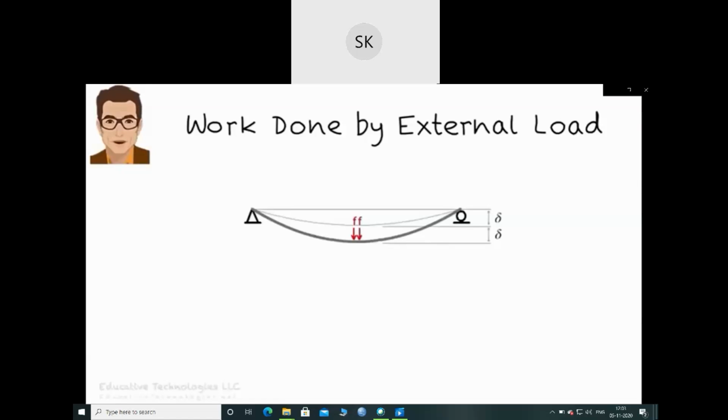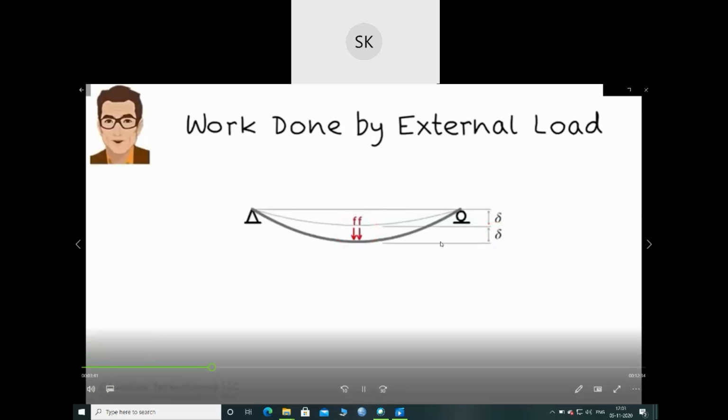To figure out the answer, we need to ask the following questions. How much displacement takes place in this step? And how much force travels through that displacement? The displacement increment at this step is delta, right? That is, for every F, the beam displaces by delta. And since the load increment here is F, so is the displacement increment.